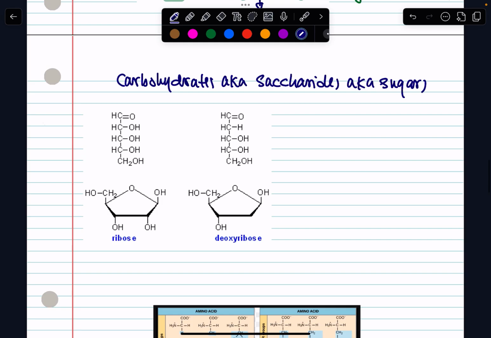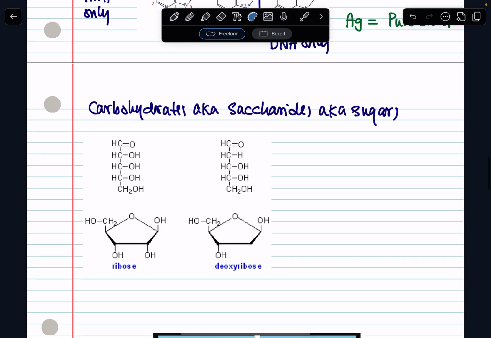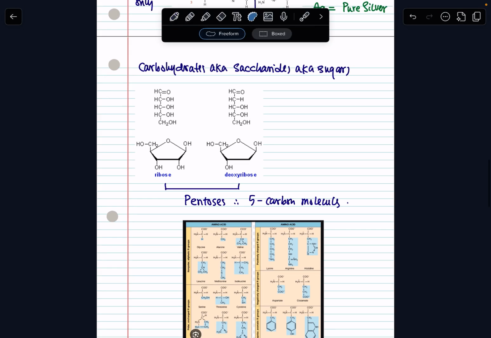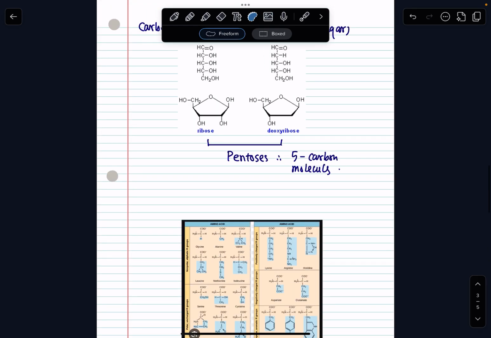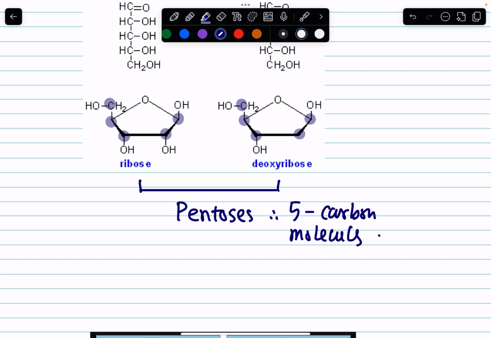And what we have here, both of these two are what we call pentoses, hence 5 carbon molecules, right? This one, let me actually move this over. So if you look at, for example, they all have 5 carbon. Let me just highlight the carbons for you. So we have 1, 2, 3, 4, 5, 1, 2, 3, 4, 5. And let me actually number them too. So this is 1, 2, 3, 4, 5, 2, 3, 4, 5.